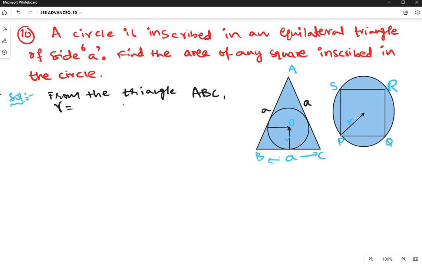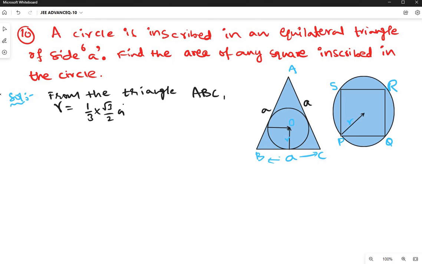Since all three sides are equal in this case, when we find the length of the side of an equilateral triangle, the rate is 1/3 of root 3 by 2 times a. Why are we taking 1/3? Because the radius is 1/3 of the root 3 by 2a length, meaning it is 1/3 of this length.